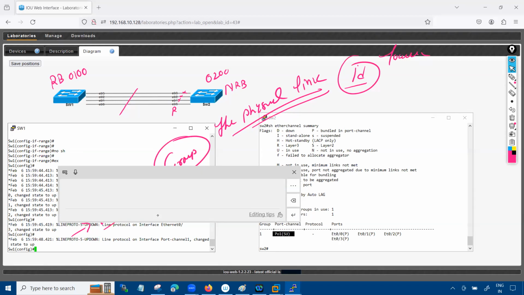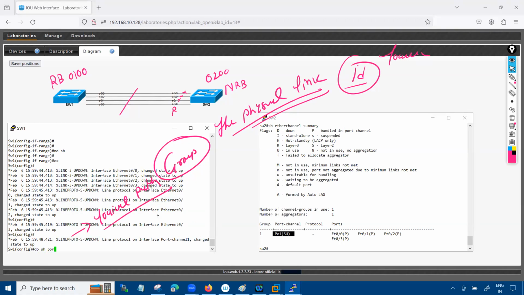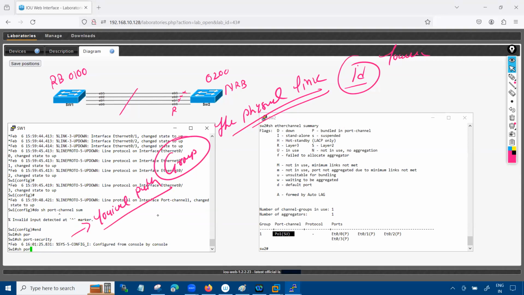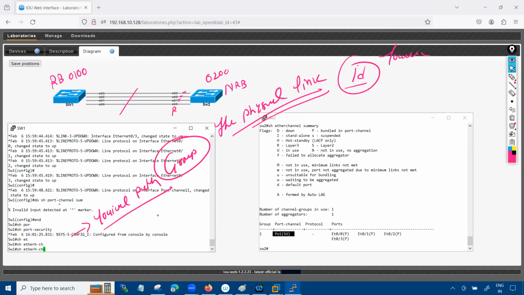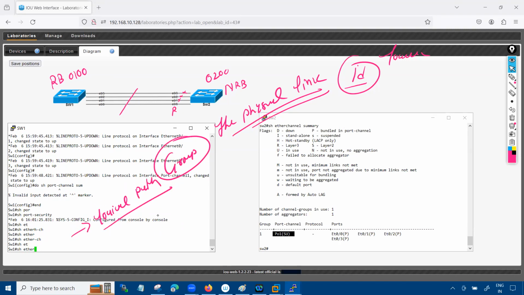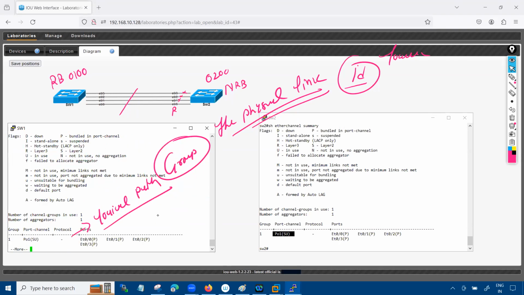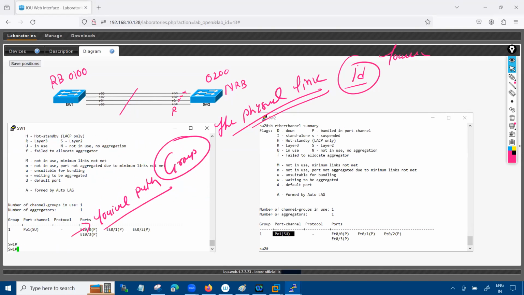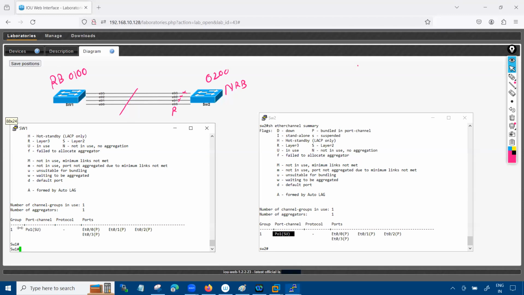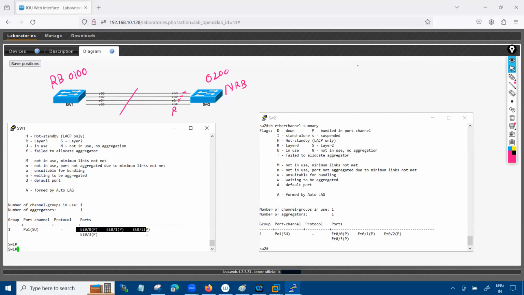Even if you check on Switch 1 right now, do show etherchannel summary. And now you can see that on Switch 1 as well, all my links are working fine. So it's a simple command, nothing extra you need to do. My group 1 port channel is up, and all my interfaces are bundled.